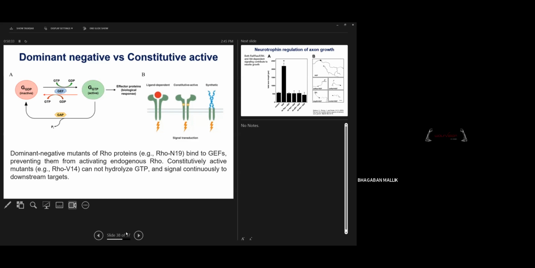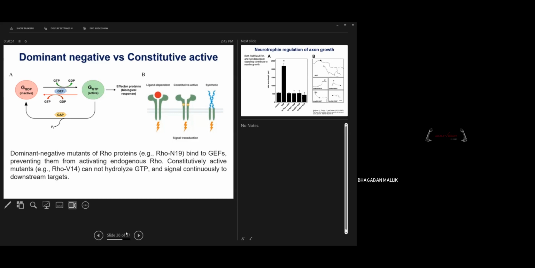So what happens when you express a dominant negative form of, for example, the Rho proteins, which is Rho N19? Basically, it binds to the GAP, preventing it from activating endogenous Rho.